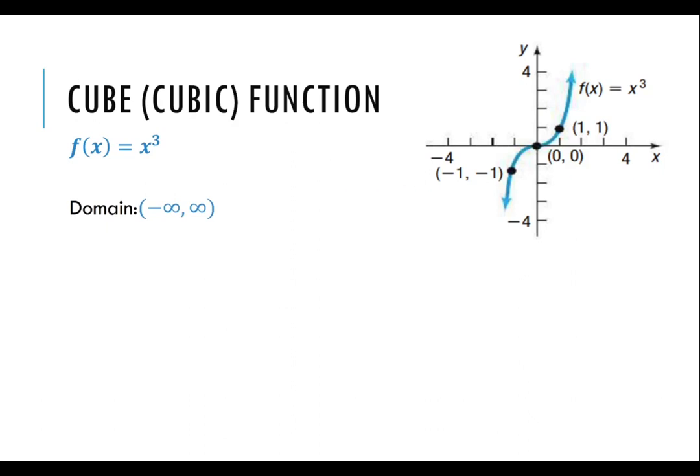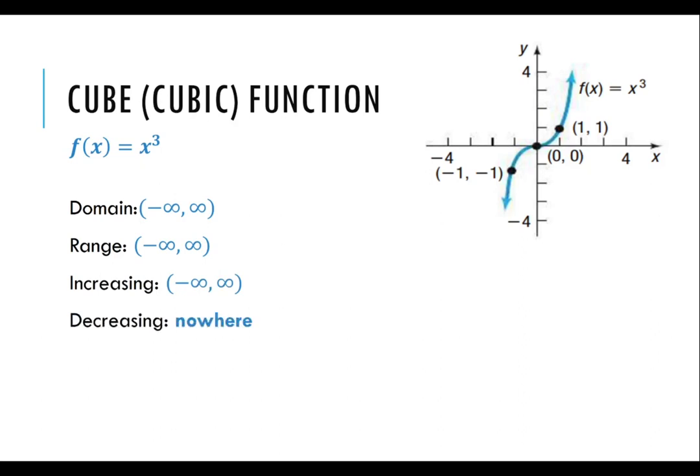If we move from left to right, we'll see that we touch everything on the graph. The range is the same. Start from the bottom. We will touch everything on the graph. That's going to be from negative infinity to positive infinity. Then we want to know where this function is increasing, and it's actually increasing for its entirety. So we're increasing from negative infinity to positive infinity. And since we're increasing everywhere, we're decreasing nowhere.